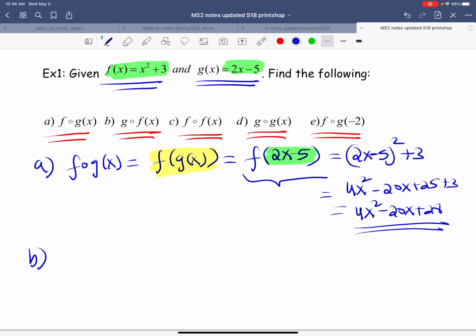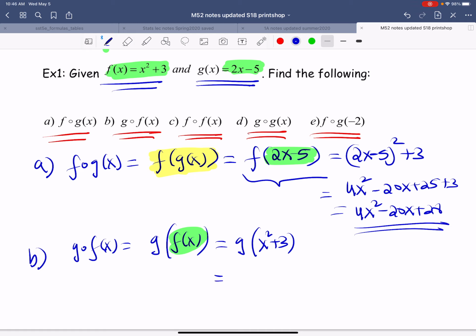For part B, we're looking for g of f of x. So I like it in this form. Inside my g function, my new x is going to be f of x. What's going inside the g function? It is going to be x squared plus 3. X squared plus 3 is going to go inside the g function.